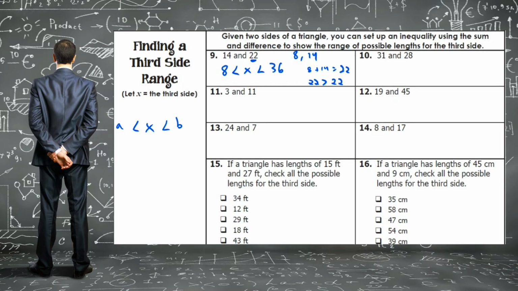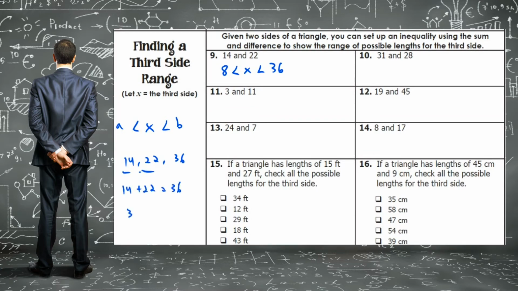Now let's take a look at our other case, 36 that I chose. If 36 was our third side and we had 14, 22, and 36, 14 and 22 would be my two smaller sides. If I add 14 plus 22, that's 36. Is 36 greater than our third side, 36? No, it is not. And if we chose any bigger sides, it would be 36, 37, 38, so 36 would not be bigger than any of these numbers. So our third side would have to be less than 36.